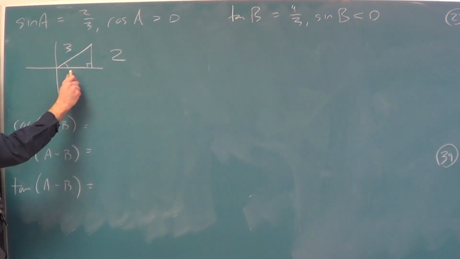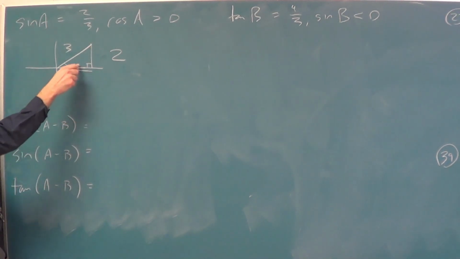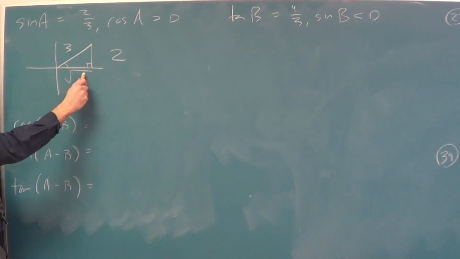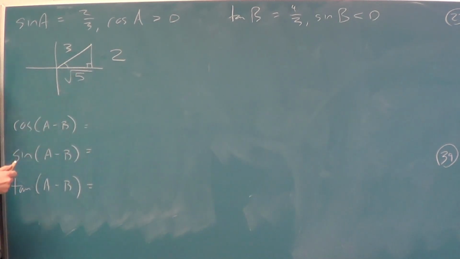Square, subtract, root to get a length. Square, subtract, root, that's the root of 5. Question about that?